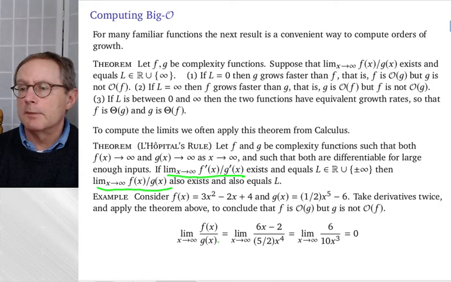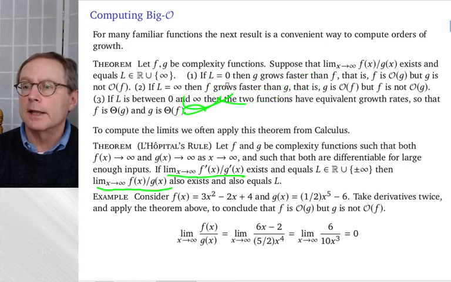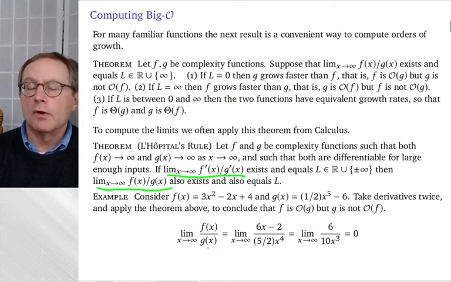So what's the limit of f over g? I'm trying to apply this theorem up here. What's the limit of f over g? Why, you can do that limit by observing that f over g is infinity over infinity. 3x squared minus 2x plus 4 goes to infinity as x goes to infinity. 1/2 x to the 5th minus 6 is infinity as x goes to infinity. Never mind the minus 6, never mind the minus 2, it doesn't matter. The whole thing goes to infinity. So this is an infinity over infinity limit.